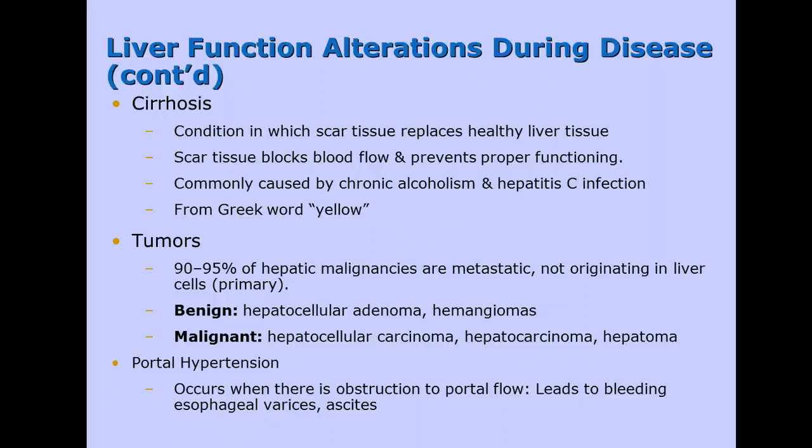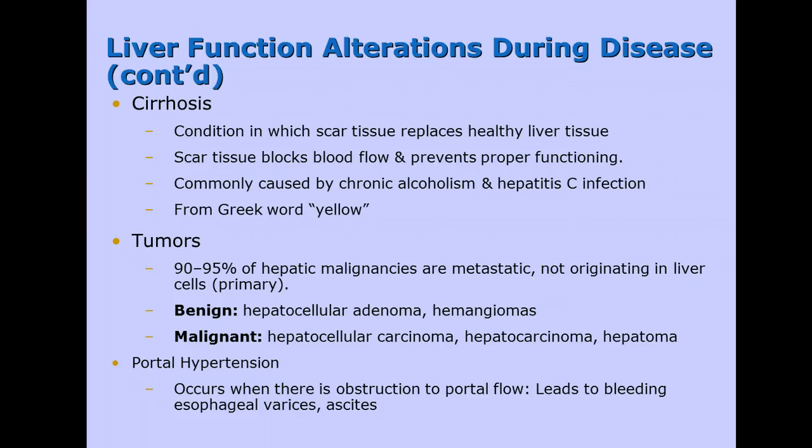A couple other diseases. Cirrhosis of the liver. You may have heard that Uncle so-and-so has liver cirrhosis because he likes to drink all of his cocktails. Well, this is a condition in which scar tissue replaces healthy liver tissue. This is not reversible. Usually chronic alcoholism and hepatitis C infection can cause this. Once you have scar tissue there, you cannot recover from that.